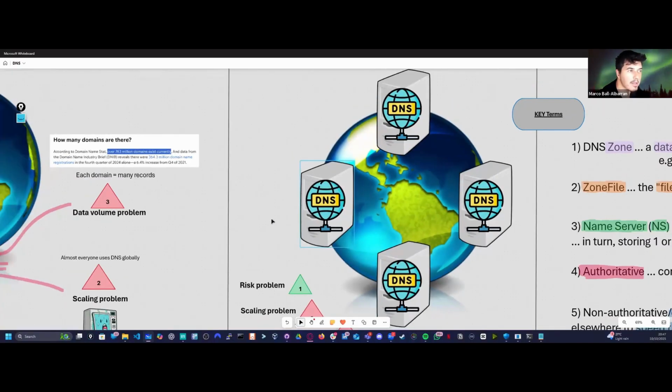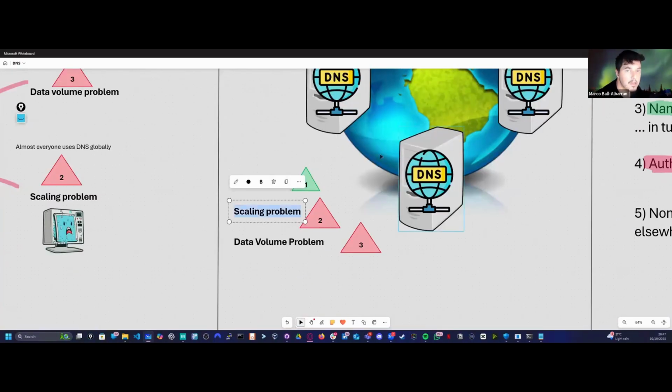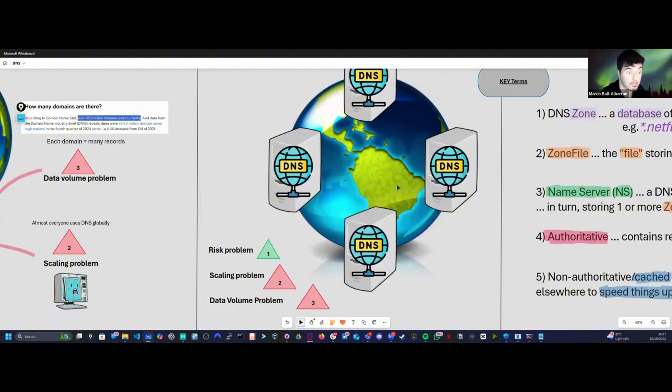But it doesn't really help us with the scaling problem. Because if every single user, you and me, if everyone online, if every user of DNS communicates with any of these servers at random, it could be this, it could be that, a round robin approach, that means that every single one of these servers needs to be aware of everything. Each of these servers needs to have the complete sets of records.